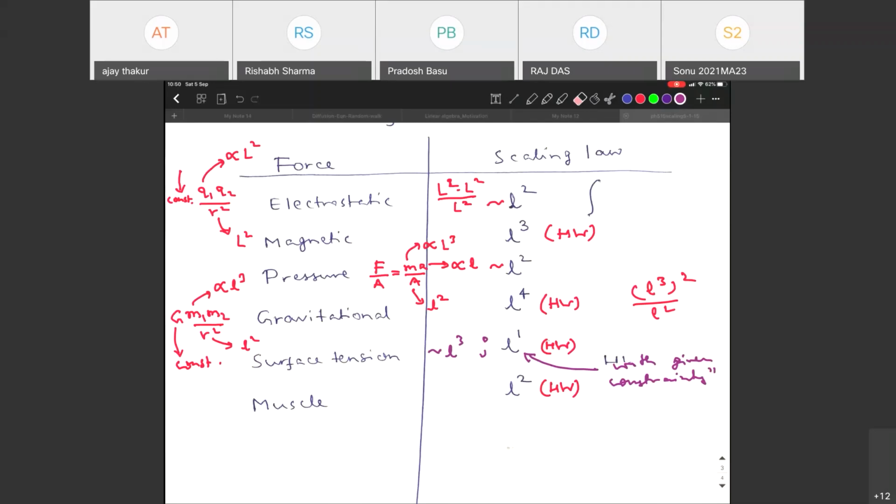Sir, what I am thinking is that in different situations, the scaling law is different. Yes, of course. Am I right, sir? Yes, you are right. Okay. So how does magnetic induction, capital B, vary with length, sir?